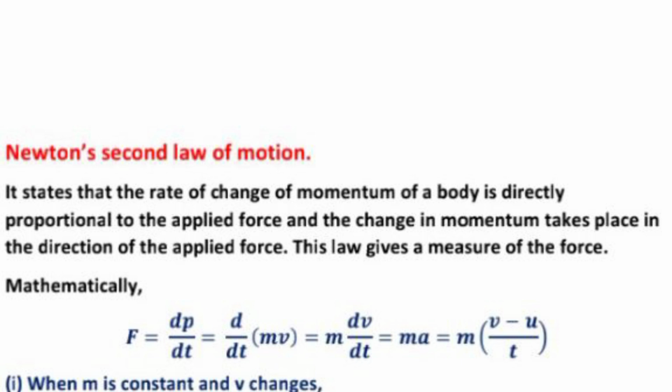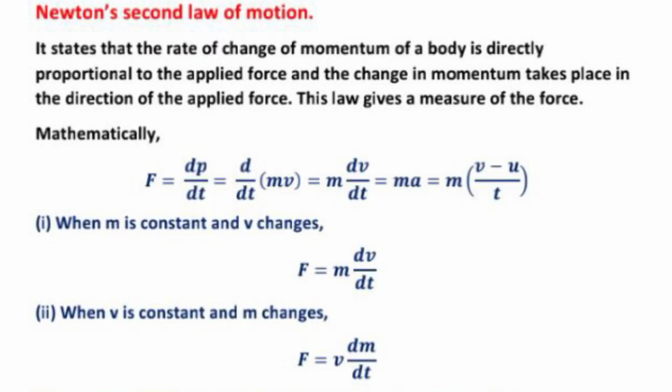Mathematically, F equal to dp upon dt. It can be written as d upon dt of mv. p means mv. When m is constant, F equal to m dv upon dt. dv upon dt is equal to a, which is called acceleration. Then F equal to ma. When m is constant and v changes, then F equal to m dv upon dt. When v is constant and m changes, then F equal to v dm upon dt.